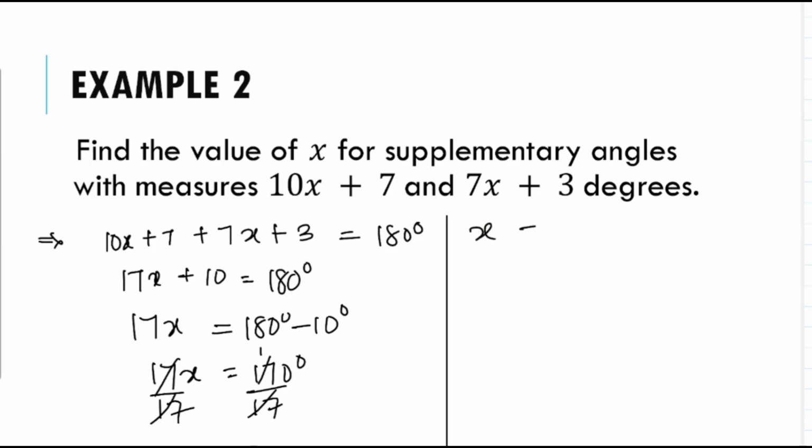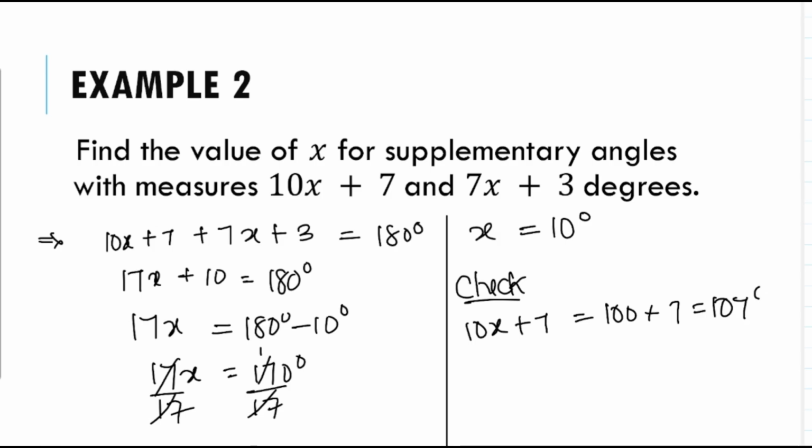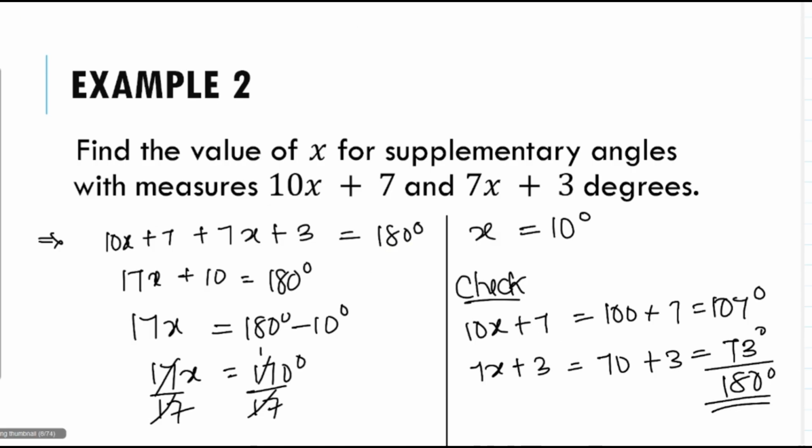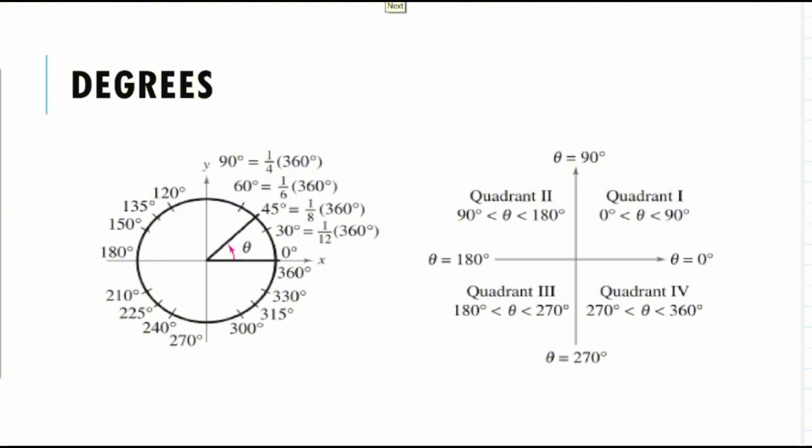So we have x equals 10 degrees. If we check by substituting the value, 10x plus 7 will be equal to 100 plus 7, which is 107 degrees, and then 7x plus 3 will be 70 plus 3, which is 73 degrees. If you add the two of them up, they will be equal to 180 degrees, so it is correct. Hope you are following along with the lesson and getting what we are trying to explain. So this is how to find complementary and supplementary angles.